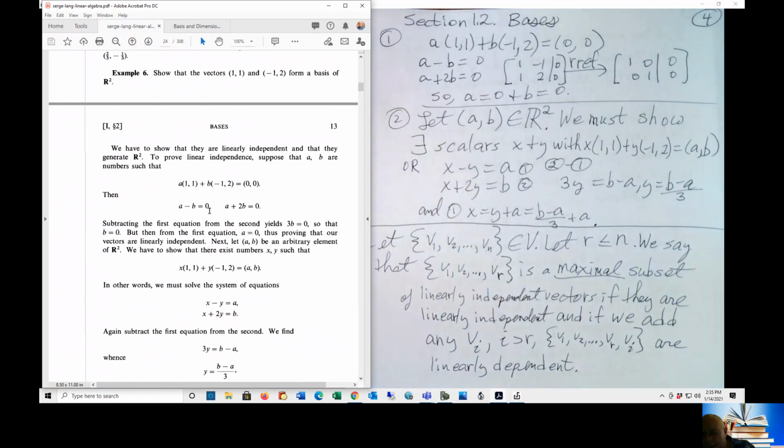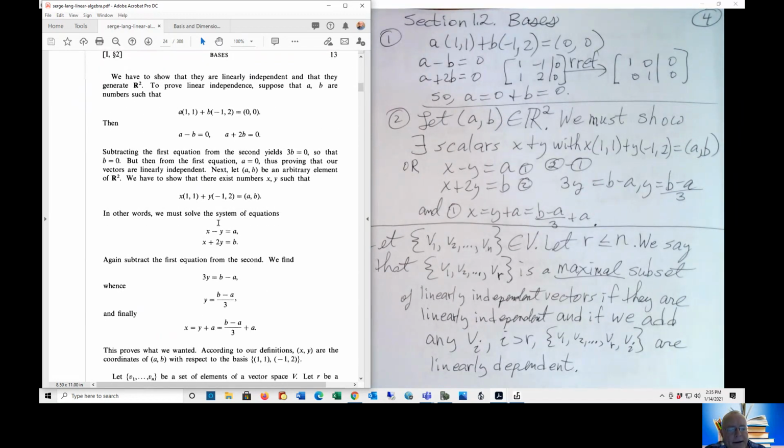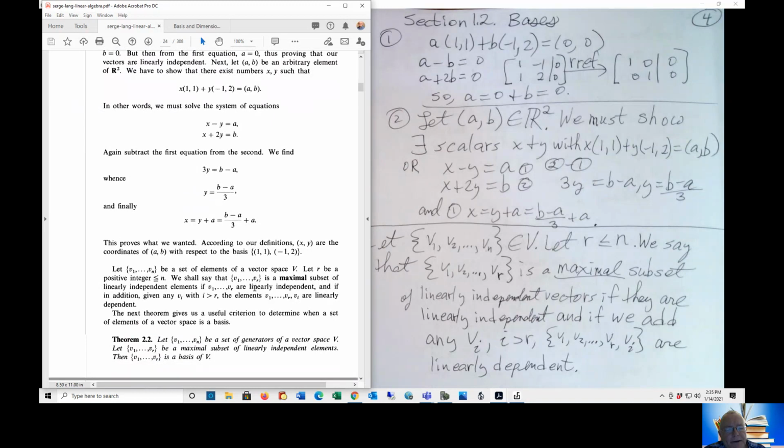So again, there's a system of two equations and two variables. Solve those two equations: subtract the first one from the second one. You get 3y equals b minus a. So you see then that y is (b minus a) over 3. Then substitute that in the first equation, and you get x equals y plus a, and then substitute what y is, namely (b minus a) over 3 plus a.